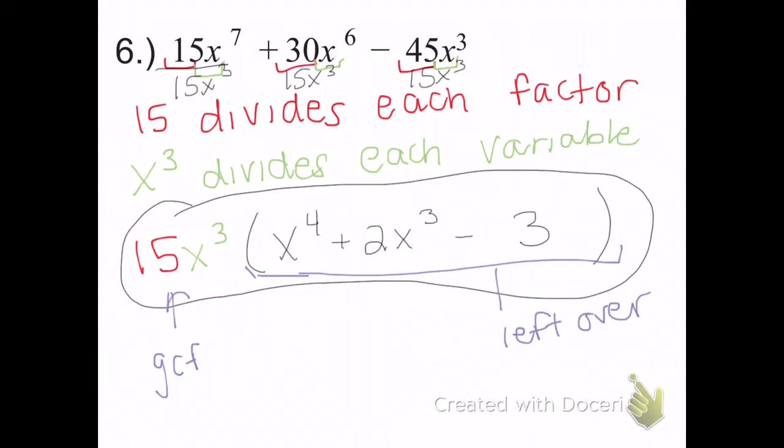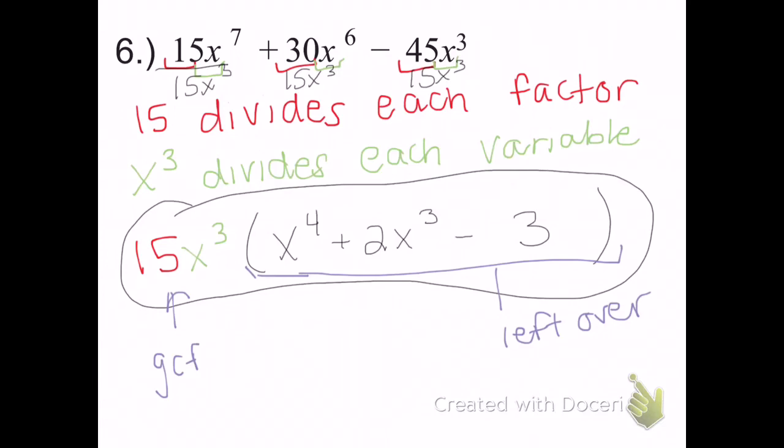Before we do that, let's look at our x's. The first one has 7, the second term has 6, and the last term has 3. So we can take 3 x's, so x to the third, out of each term. Our GCF here is 15x to the third, and then you've got to divide each term to figure out what's left over. 15 divided by 15 gets you 1, and you've got 7 x's on the top, 3 on the bottom, so you have 4 left over.